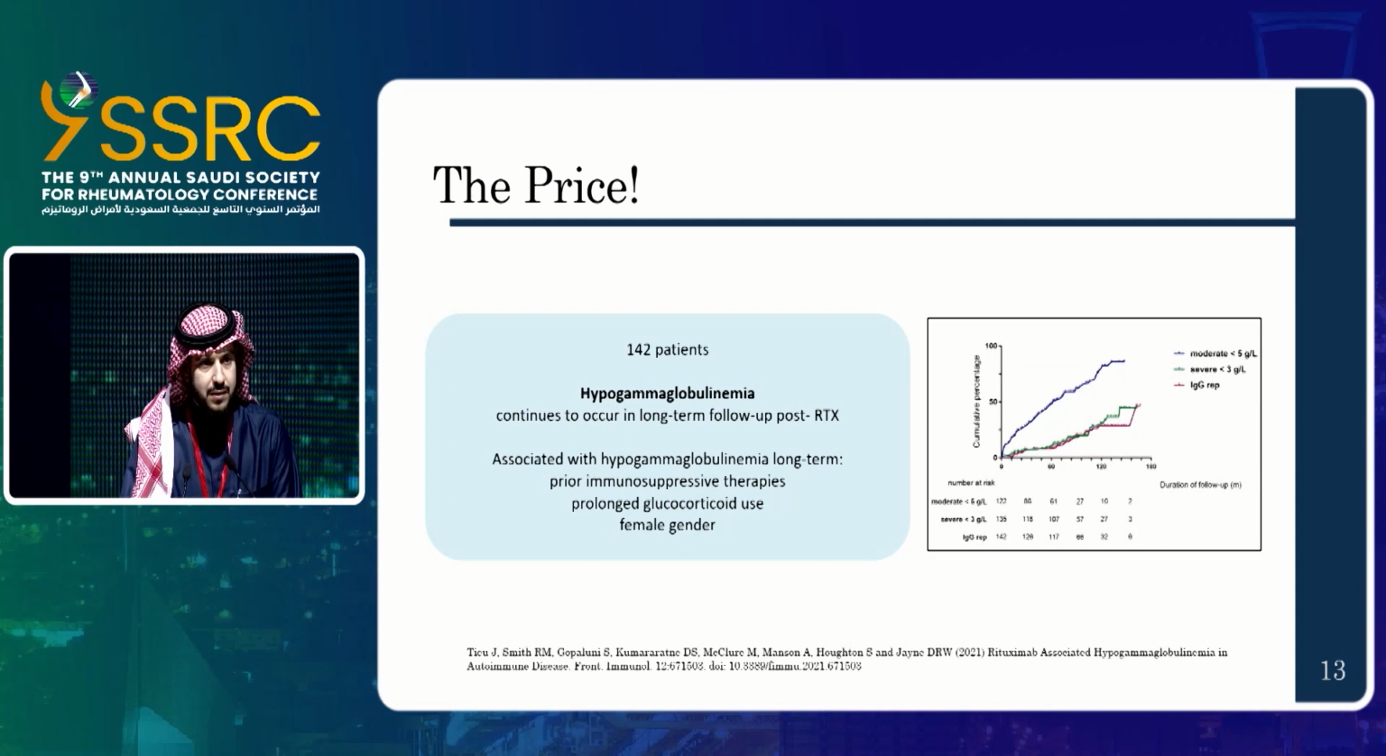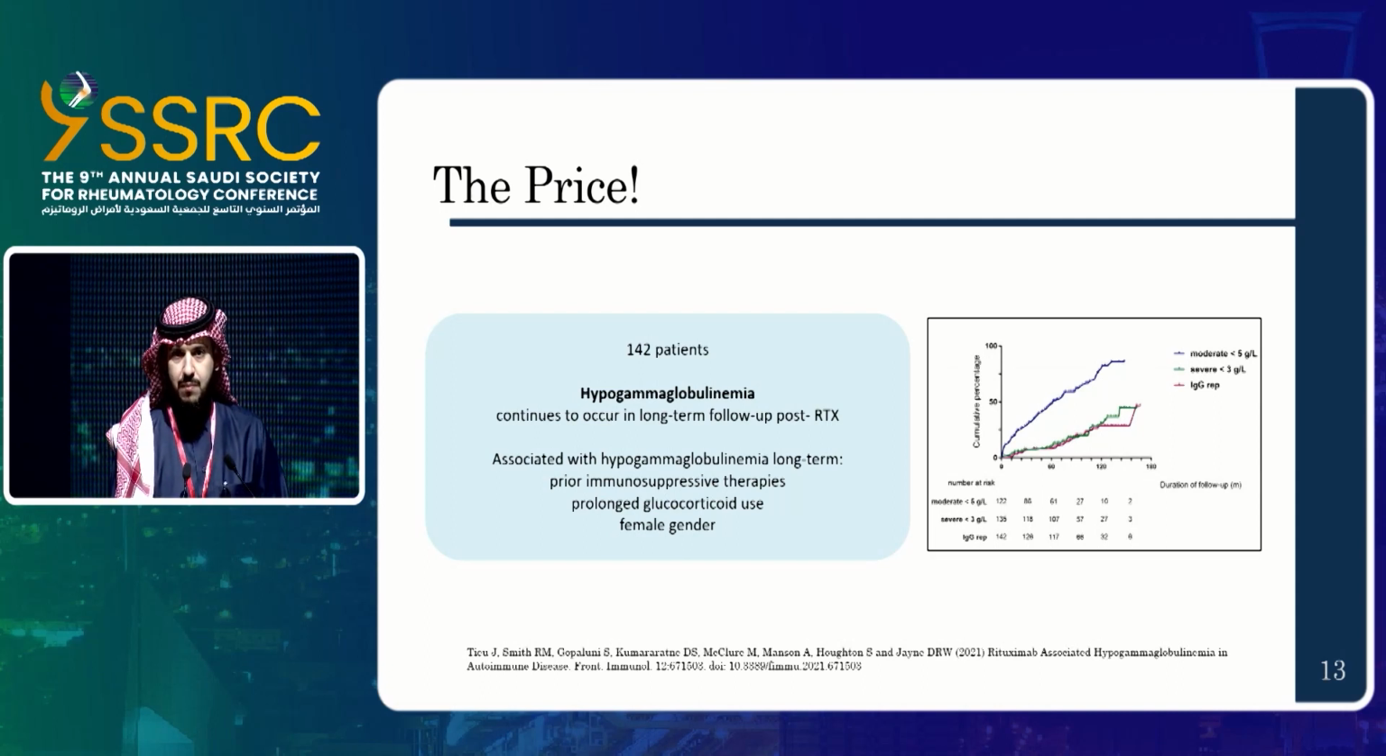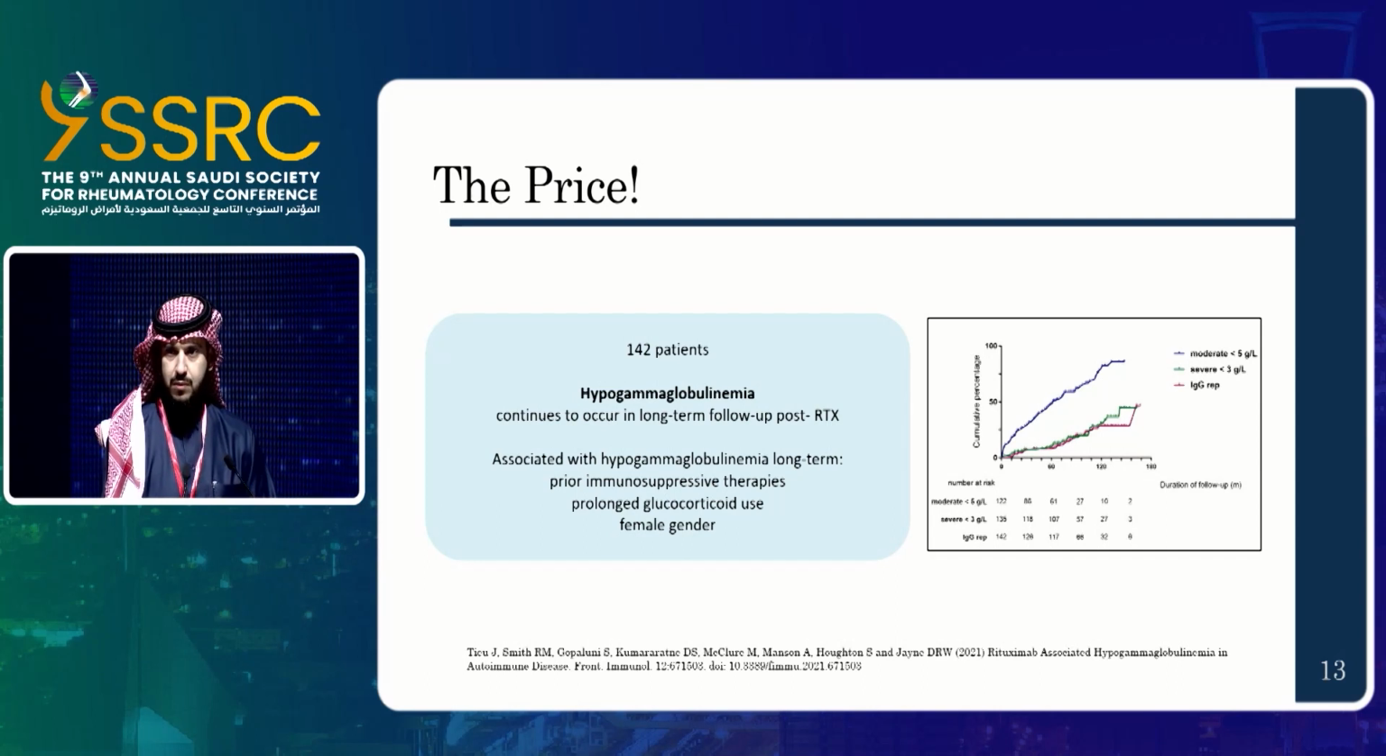But what is the price that we pay for giving so much rituximab? A study included 142 patients in rheumatology, including lupus and ANCA-associated vasculitis, but more than 100 of them were ANCA-associated vasculitis. There was significant hypogammaglobulinemia and secondary immune deficiency. The risk factors are prior immune suppression before rituximab, prolonged glucocorticoid use, and female gender.